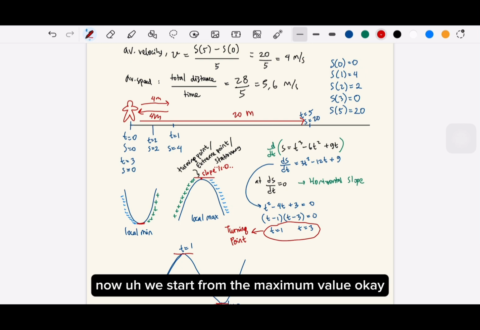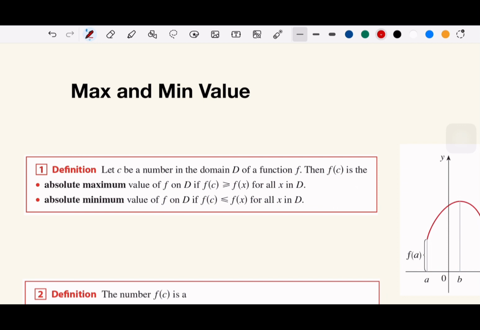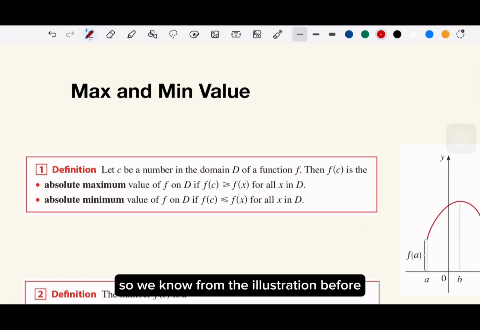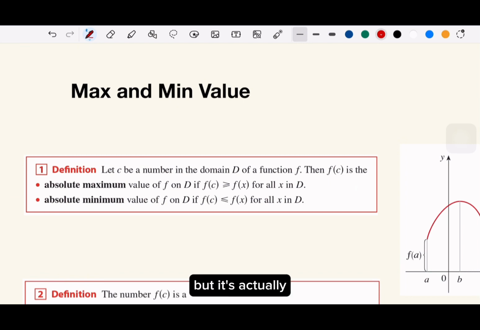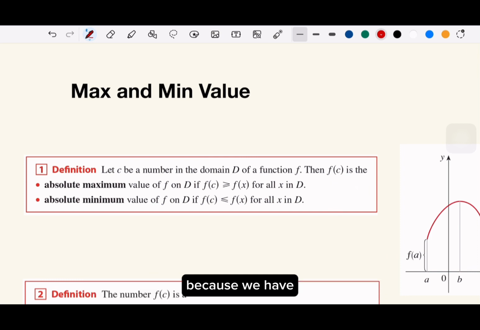Now we start from the max min value. We know from the illustration before, we can have some turning point, right? And it can be the lowest point or highest point in our graph. But it's actually not really defining what our max and min value is, because we can have several perceptions or perspectives.